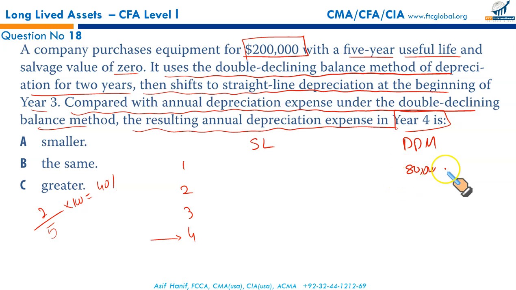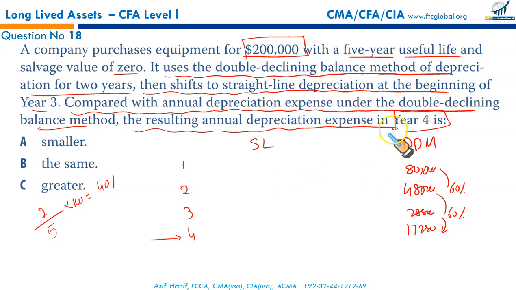Next year depreciation will be simply 60% of the number. Don't calculate the net book value and then calculate 40% of this. You can simply multiply 60% with 80,000. It will give you the depreciation in the second year, 48,000. Depreciation for the third year will be 60% of 48,000. That will be 28,800. And depreciation for the fourth year will be just 60% of this number. That will be 17,280.